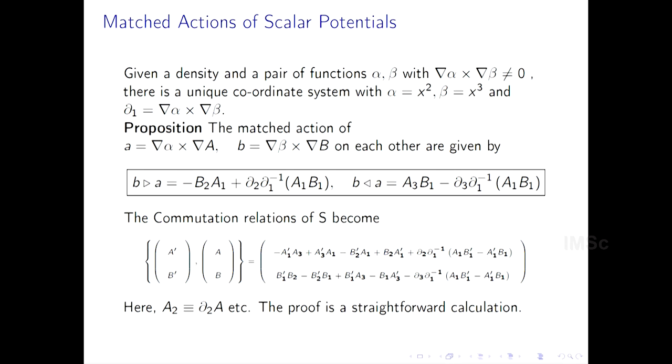These subscripts correspond to differentiations. B2 means differentiate with respect to the second coordinate. So I'm using a coordinate system in which alpha is the second coordinate and beta is the third coordinate, and the remaining coordinate is along the cross product. There's always such a unique coordinate system. And you can work out that this is the Lie algebra of incompressible vector fields written in terms of these scalar fields, written in this language.